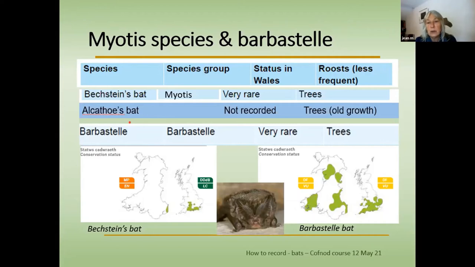And the Barbastelle bat, which is the one in the photograph, is a very distinctive little blackish coloured bat with a very unusual ear structure and face. If you saw one of those close up, they are quite distinctive. We still don't really understand their distribution in Wales. There are certain places in the southeast and the southwest where they are known to be breeding, and they're very much associated with old growth forest.